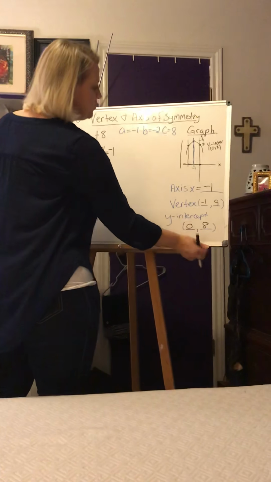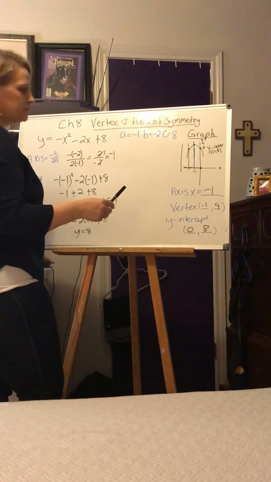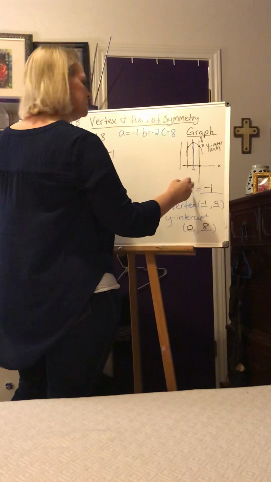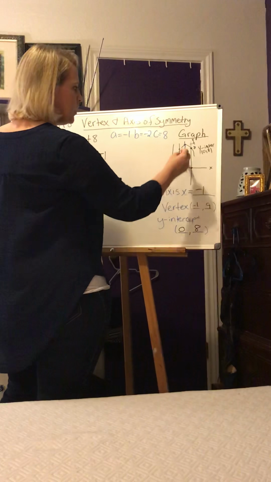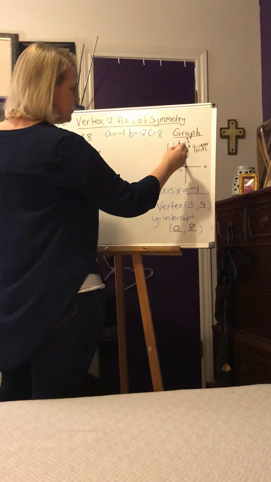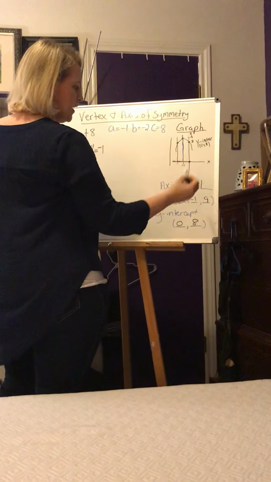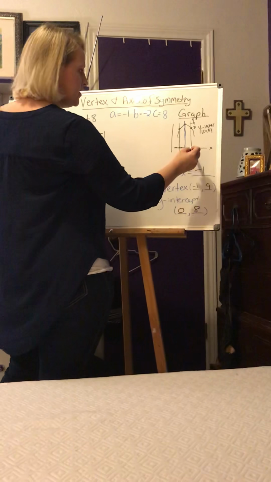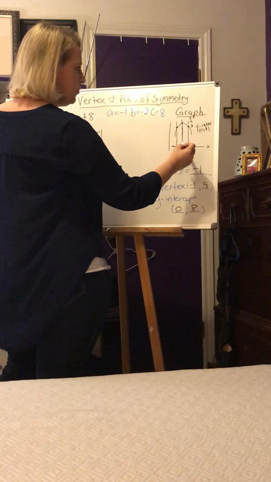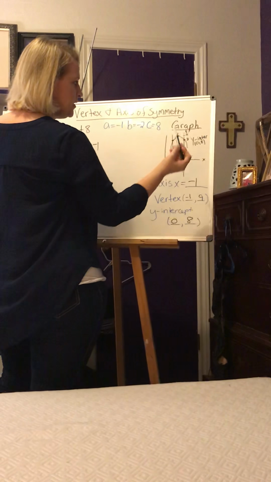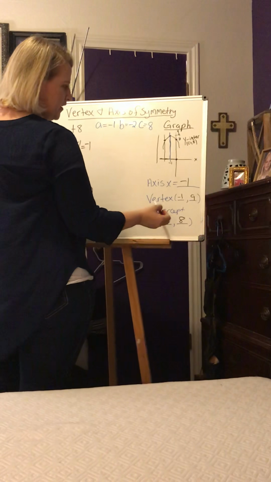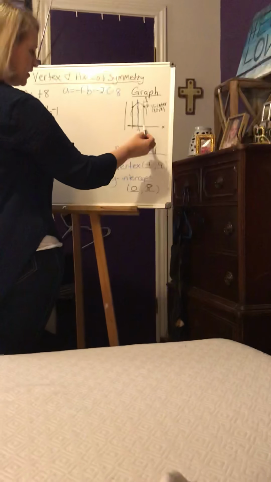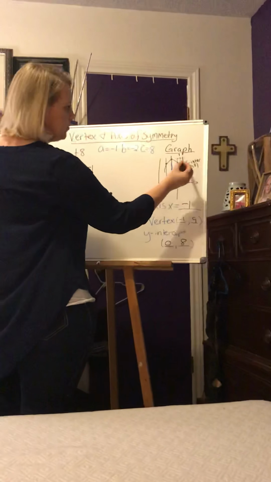Okay, now we're going to plot these points. Our axis of symmetry is x equals negative 1, so that's this line right here. Our vertex is negative 1, 9. So we go over negative 1 and up 9. There's our vertex. And our y-intercept is 0 here on x, and up to 8. That would be our y-intercept.